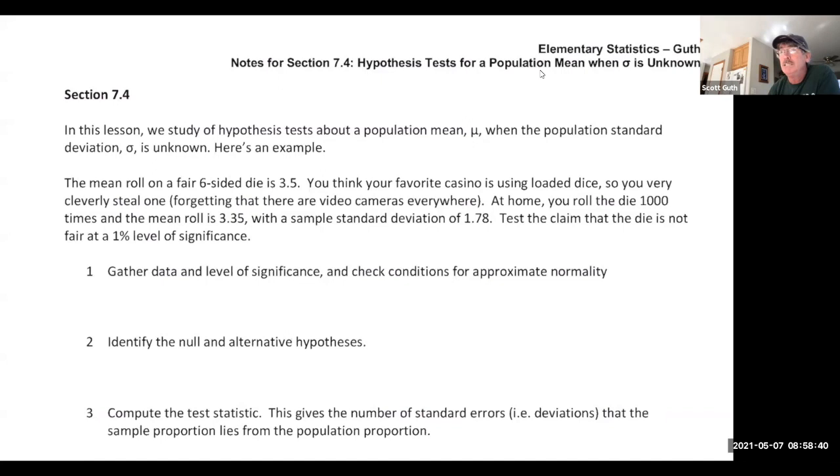And more variability in the standardized statistic, which is going to be called T, just means it's not going to follow a normal distribution. So this is going to be what people refer to as a t-test. And it's the first one. They get more complicated later, but this is the first of our t-tests. Okay, so let's just jump on in. Says in this lesson, we study hypothesis tests about a population mean mu when the population standard deviation sigma is unknown. So let's go ahead and read this.